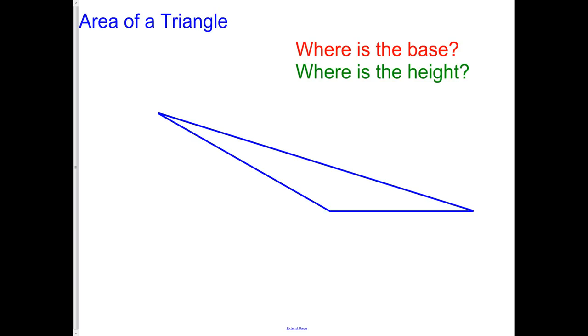Lastly, I could have this piece be the base. Again, the base and the height have to meet at a right angle, so I'm going to need to extend and extend down to get the height way over here on the right hand side. So as we look at the height and the base, the key is they have to meet at right angles, and that will be true every time we talk about a height.